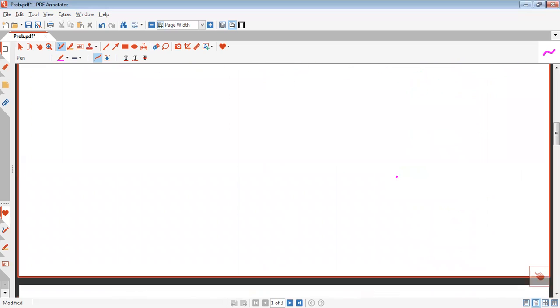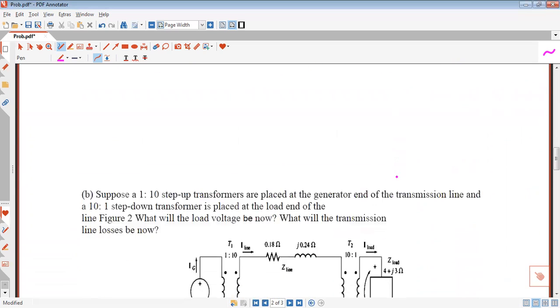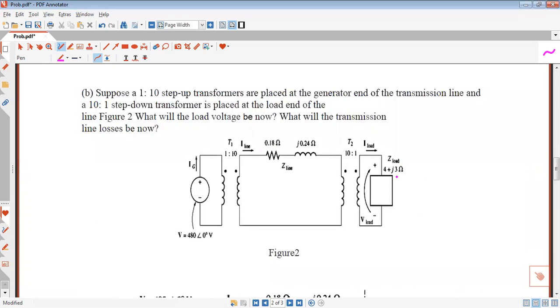So now I'm coming to the next question, which is also a very interesting problem. Now you see in this question, suppose two single phase transformers are given, and a source voltage given here is 480 volt. Again, the same source voltage is applied here, and it is asked that suppose a 1:10 transformer, means number of turns 1 here, 10 here, a step-up transformer, is placed at the generator side.